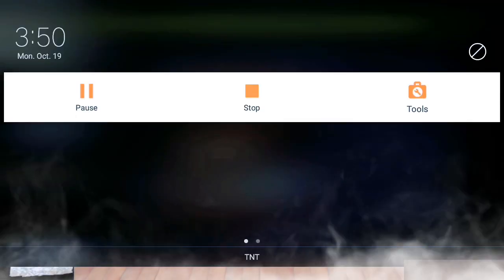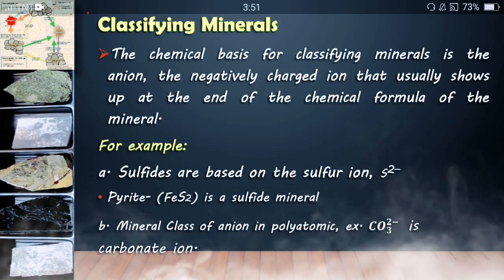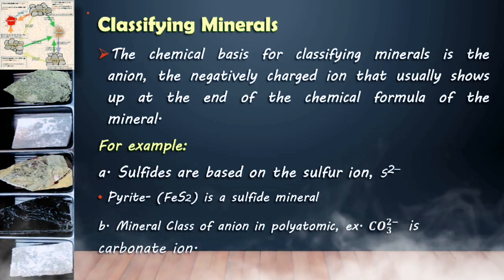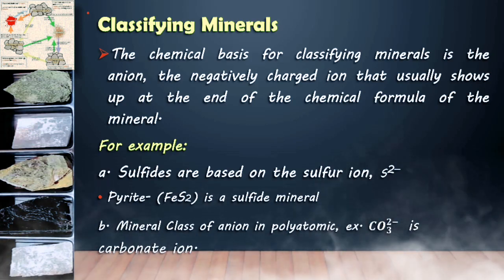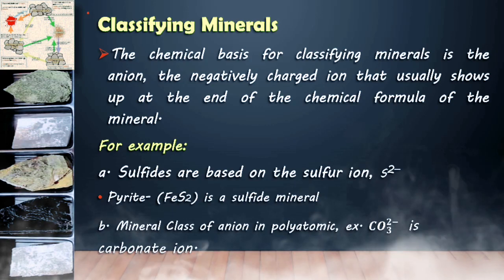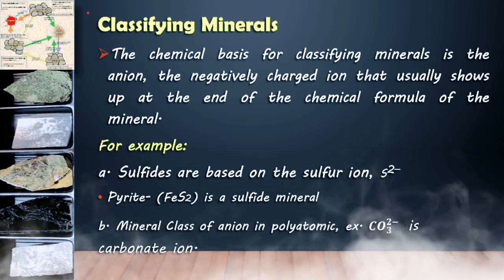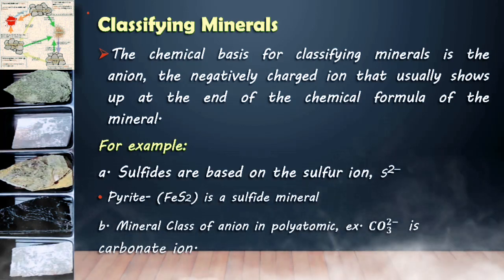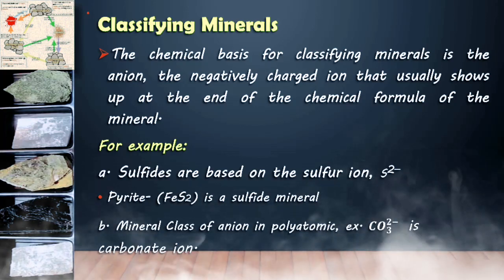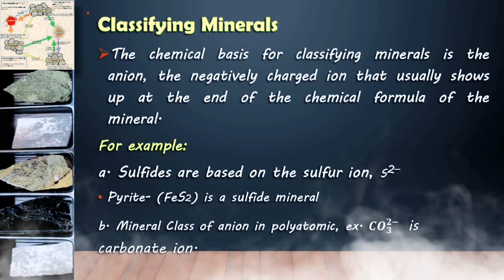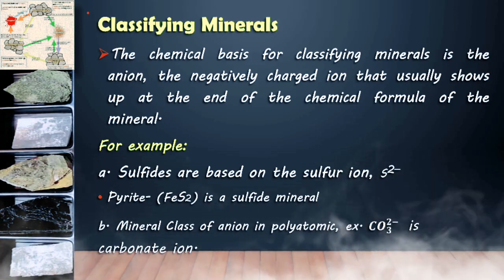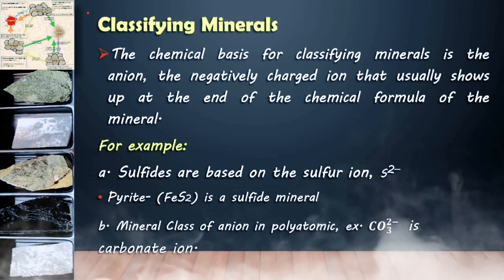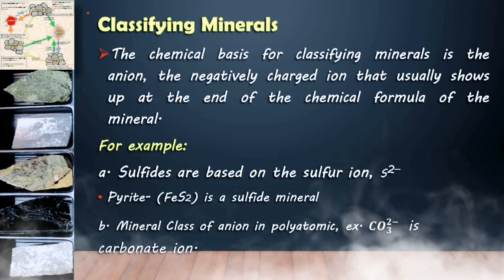Next, we have classifying minerals. The chemical basis for classifying minerals is the anion, the negatively charged ion, which usually shows up at the end of the chemical formula of the mineral. For example, sulfides are based on the sulfur ion. Such an example is pyrite. And we have a mineral class based on a polyatomic ion, which is the carbonate ion.